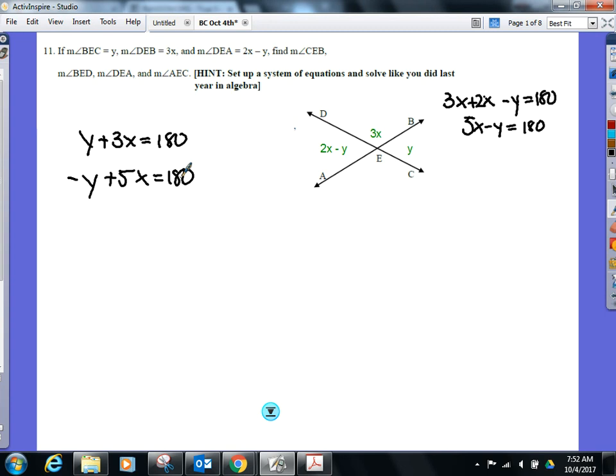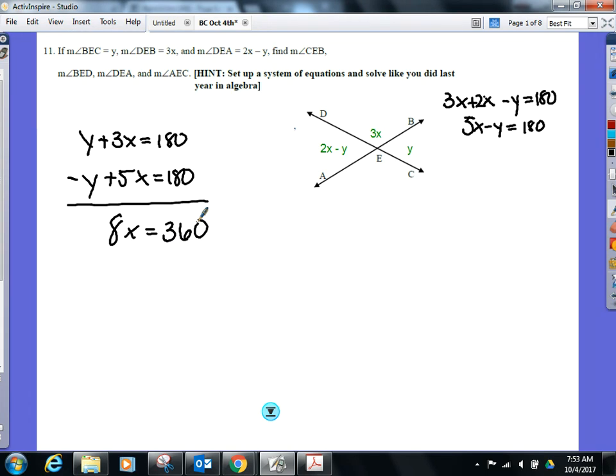I don't remember what it's called. It's not substitution. You're correct, even though you could use substitution here. Elimination. Because take a look. What's going to cancel out right away? The y's are gone. So you're just left with how many x's? 8x equals 360. Everyone see how that worked?